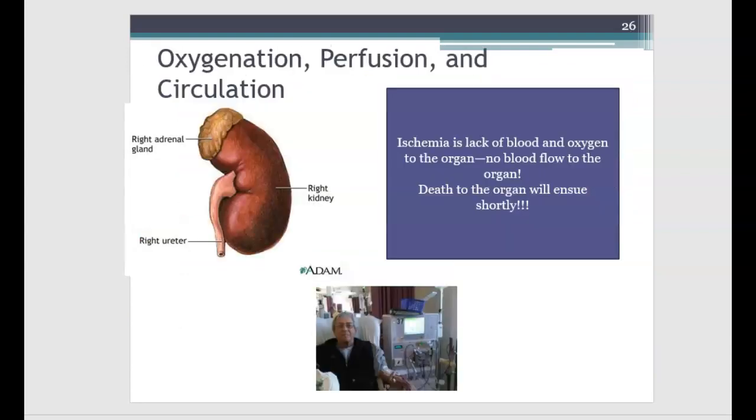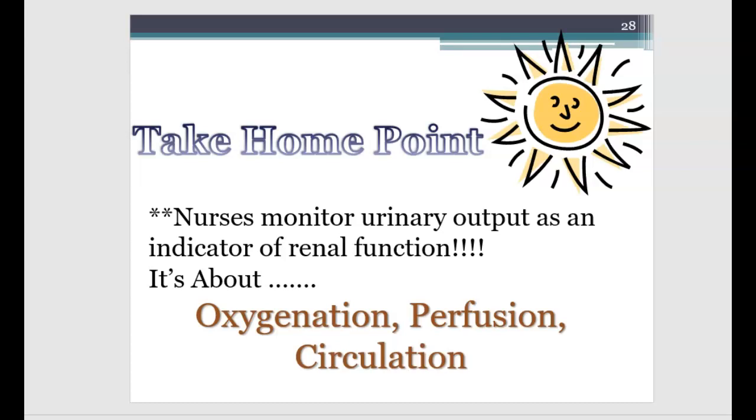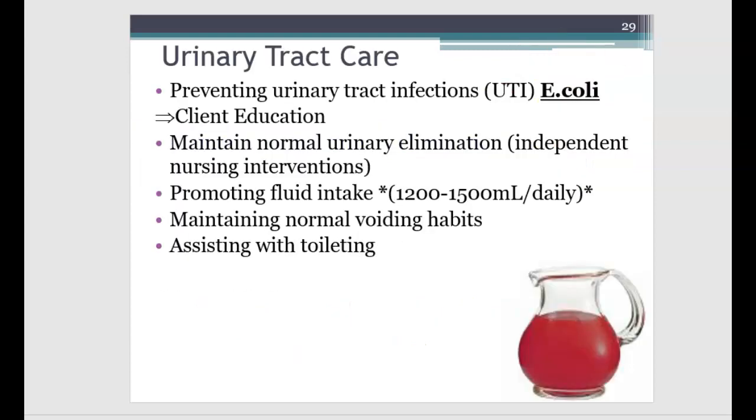So once again, look at this slide. What is our title? Oxygenation, perfusion, and circulation. Let's compare this to the next slide, and this is your take-home point. Nurses monitor urine output as an indicator of renal function. It's all about, you guys, oxygenation, perfusion, and circulation. Read this slide, and it talks about preventing urinary tract infections, especially E. coli, which is found in our stool. So these are things that we can do to help prevent urinary tract infections.